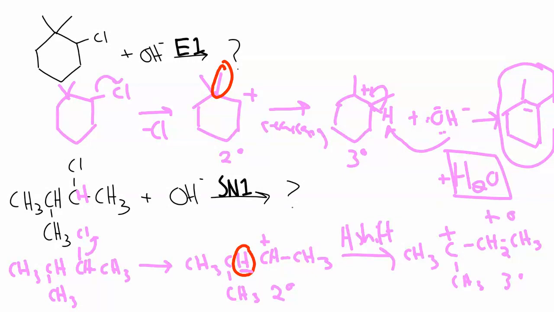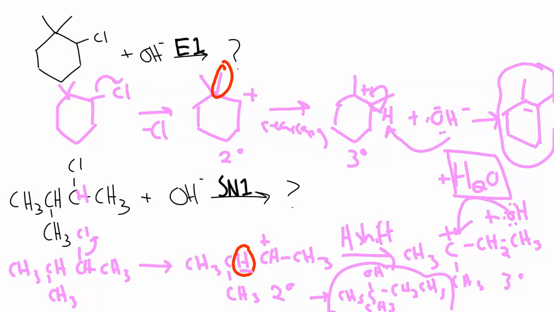Okay. And now, so this is SN1. Now my base can come in and make a carbon-oxygen bond. And then I make an alcohol. I'm running out of room, but you know how these reactions go. And this will be my product. Okay. Any questions? Feel good?